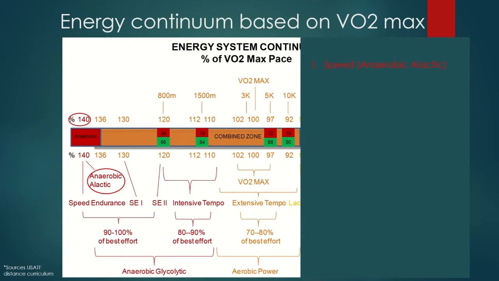Now, as distance coaches, we sometimes incorrectly call anything that's faster than, sometimes even faster than just an easy run, a speed workout. Things like VO2 max, these other workouts we're talking about, those are not speed. Speed is purely with the anaerobic alactic system.